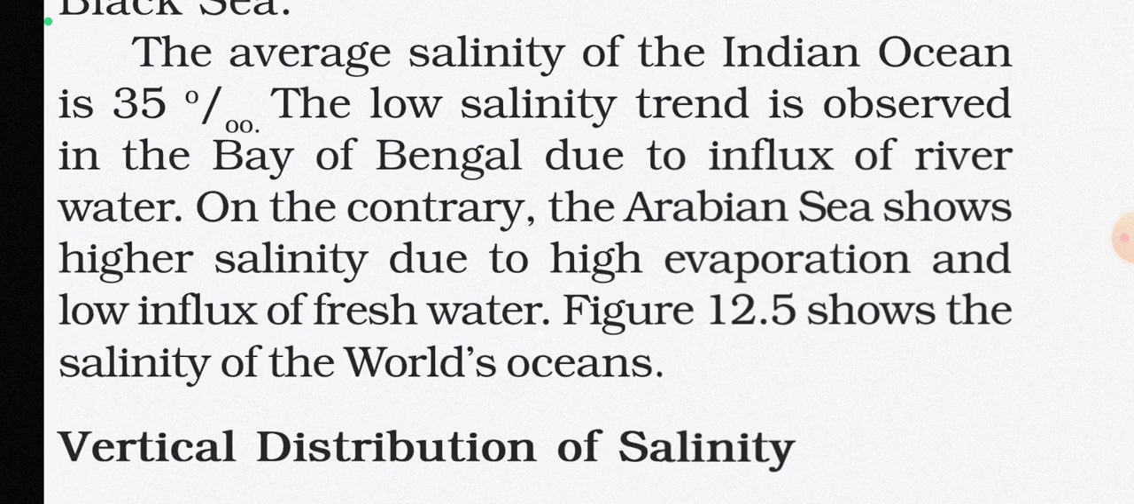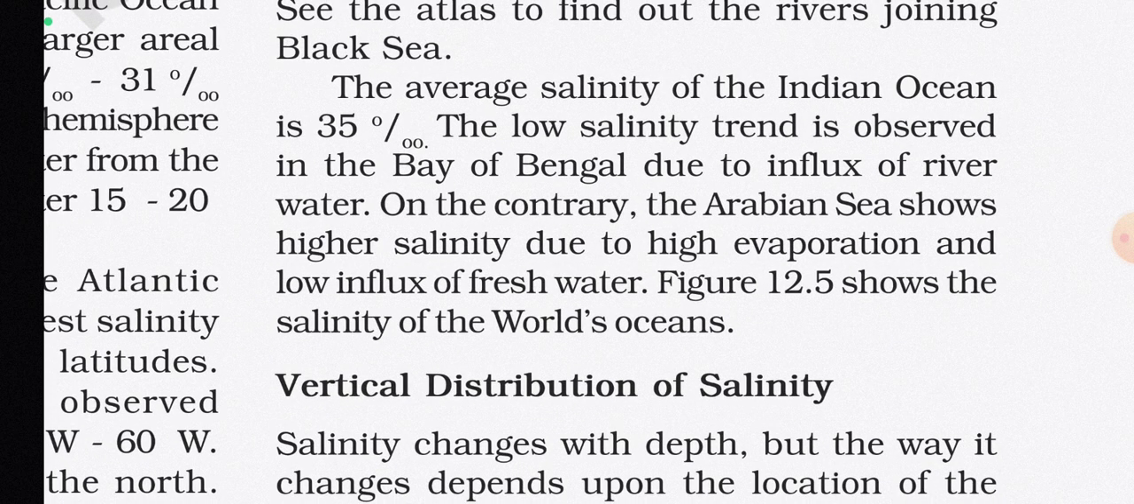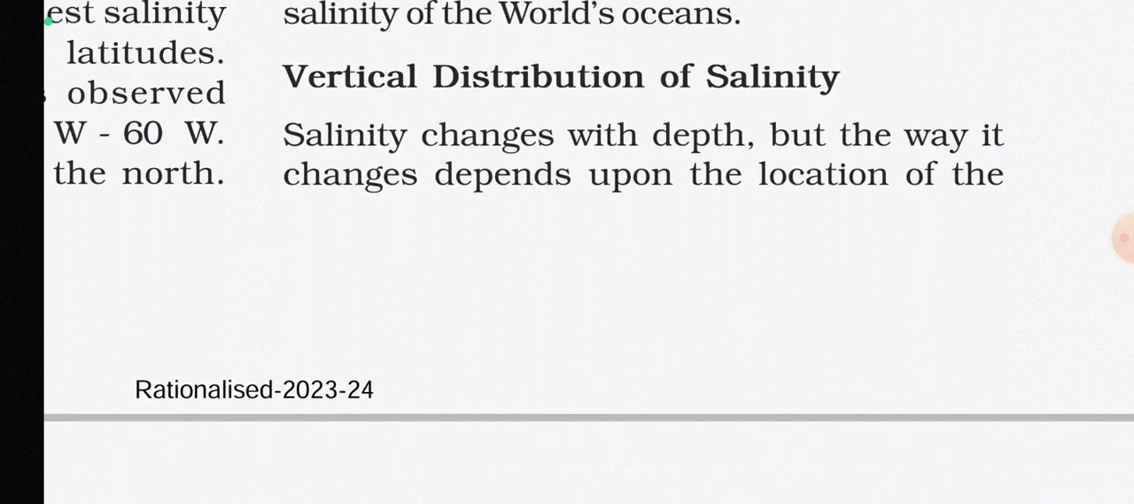The average salinity of the Indian Ocean is 35 parts per thousand. The low salinity trend is observed in the Bay of Bengal due to influx of river water. On the contrary, the Arabian Sea shows higher salinity due to high evaporation and low influx of fresh water. Figure 12.5 shows the salinity of the world's oceans.